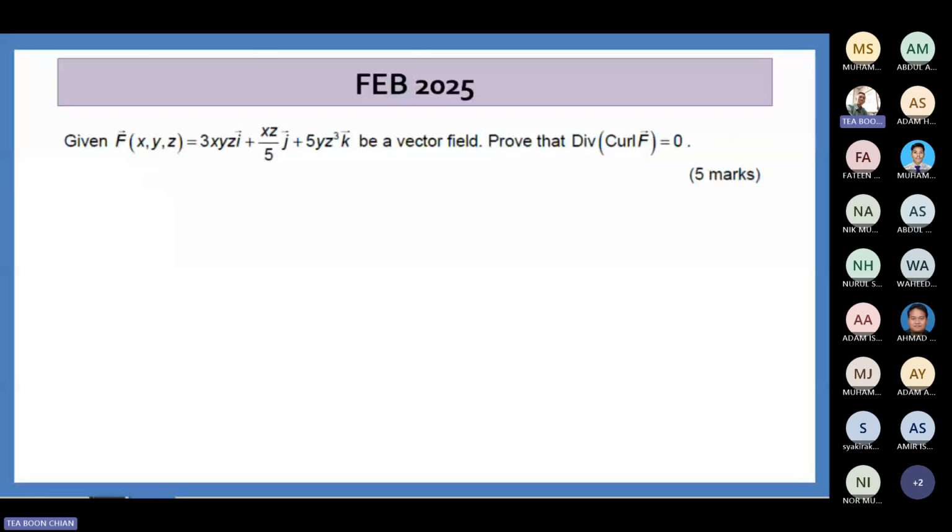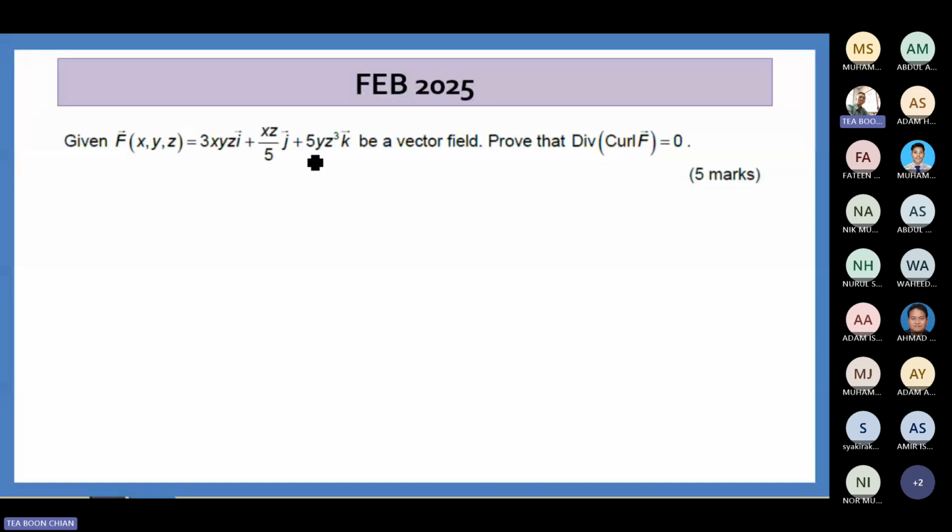All right, so there's one more last question for the first tutorial session today. This is also a past year question from February 2025. If you look carefully, it only grants you 5 marks. So here you want to prove that the divergence of the curl of the vector function f is equal to 0.